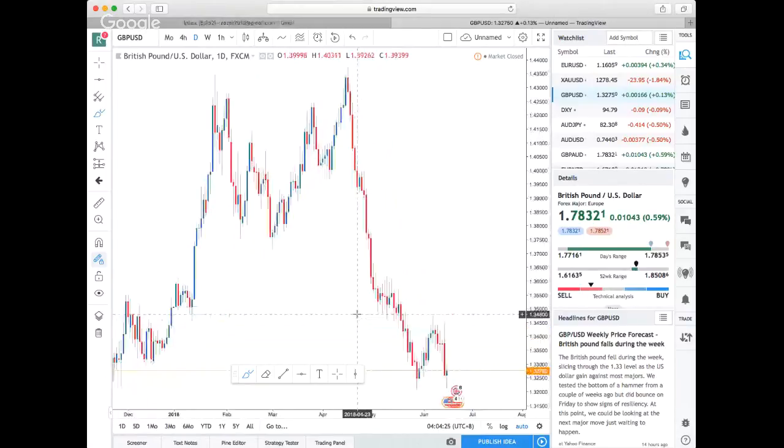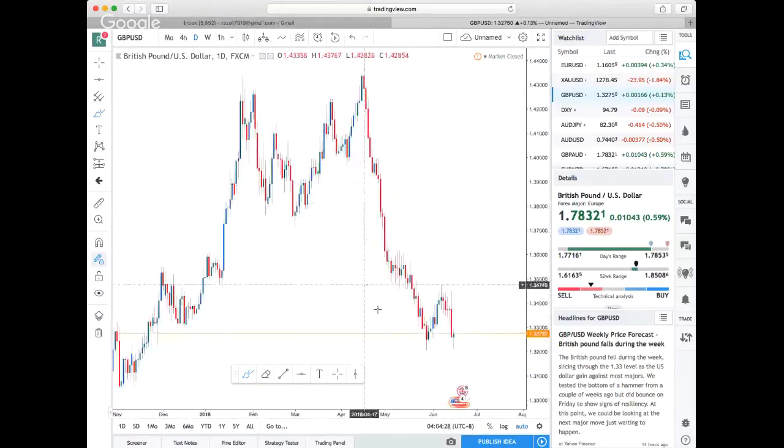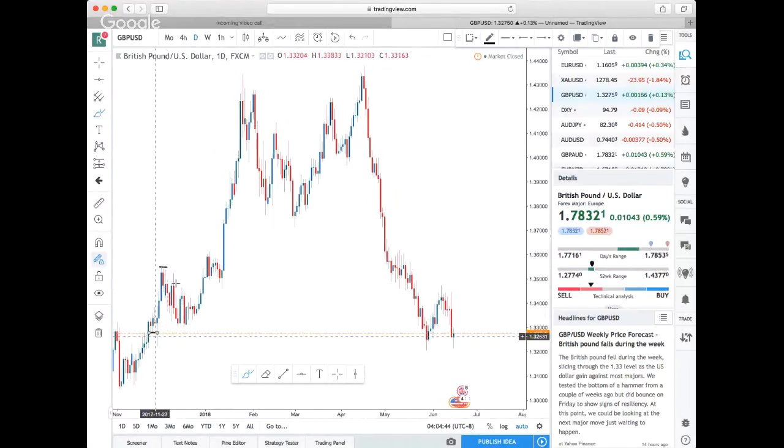So this is the daily chart of the Pound USD. Okay, we have to begin from somewhere. I'll just say begin from here. This is the highest point at this stage. And then where is the lowest point at this stage? It should be around here. This is the lowest point. This is the highest point.